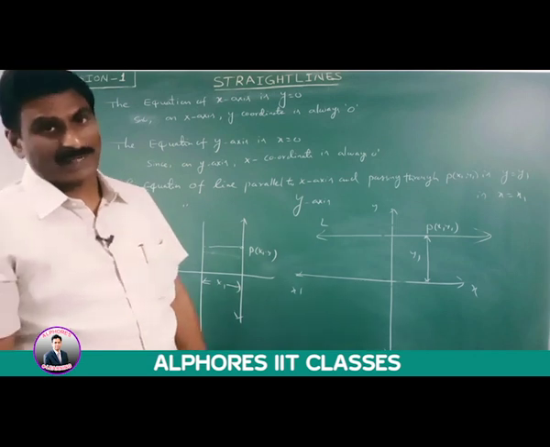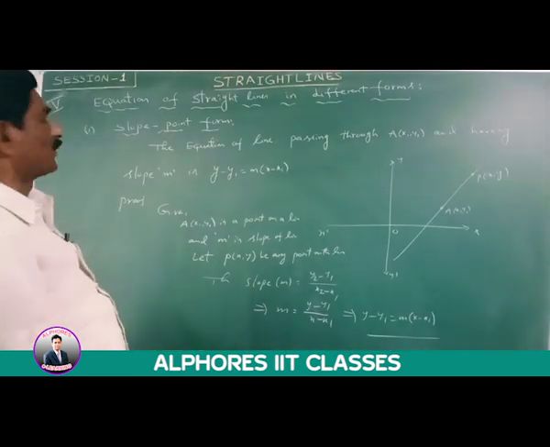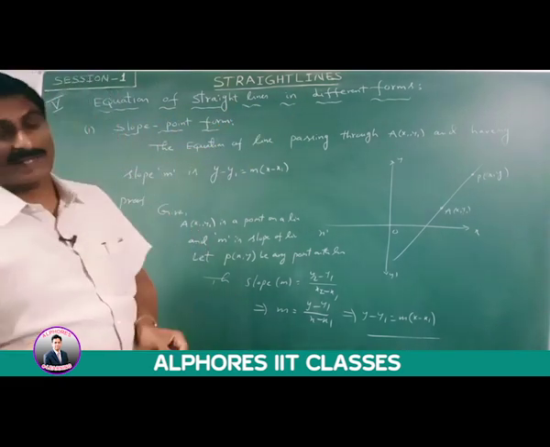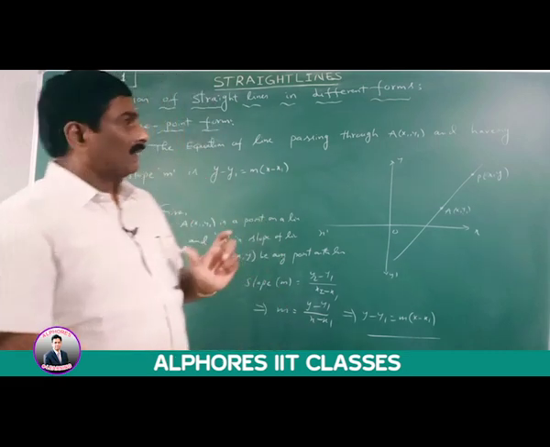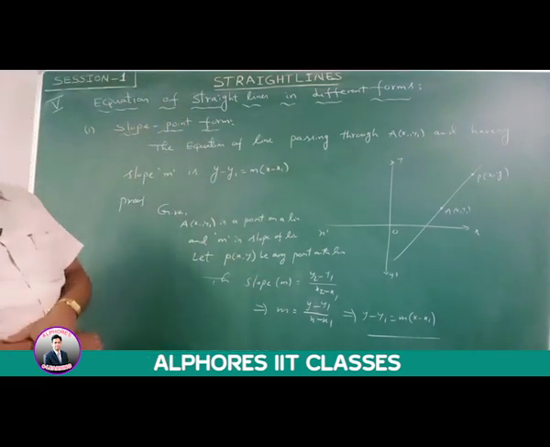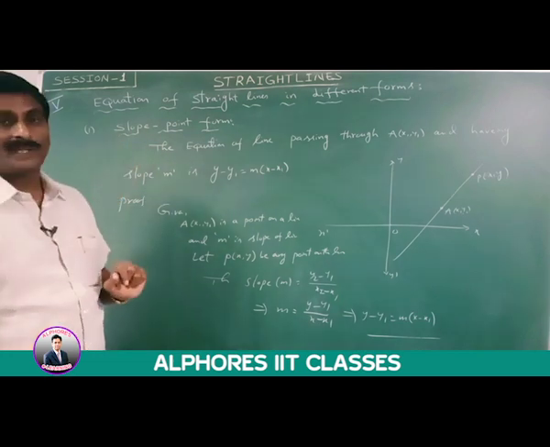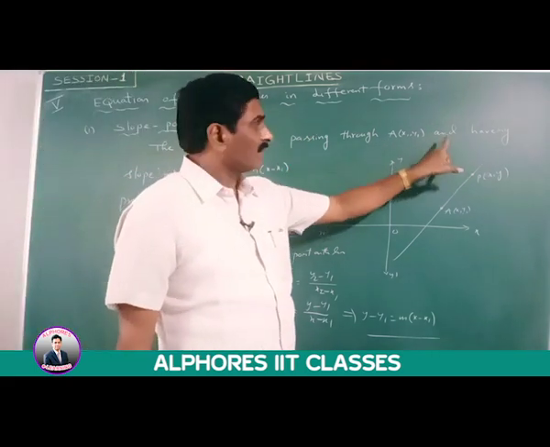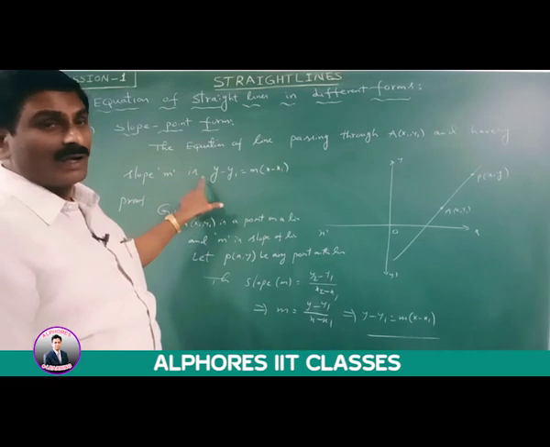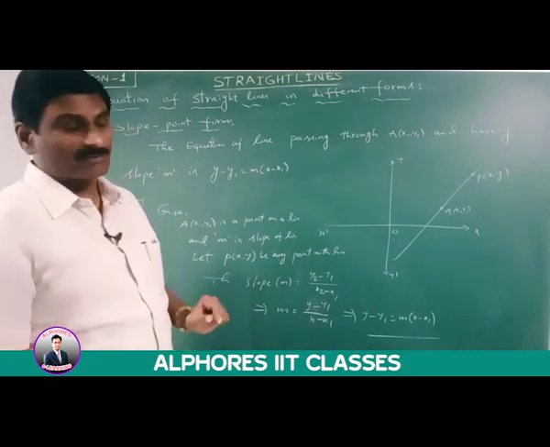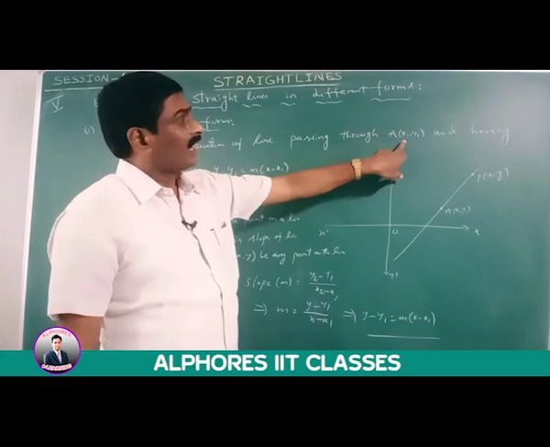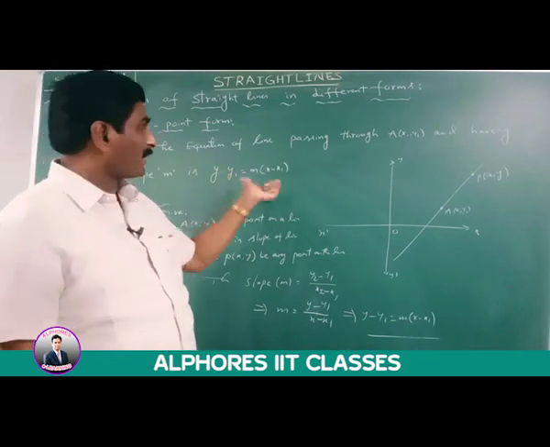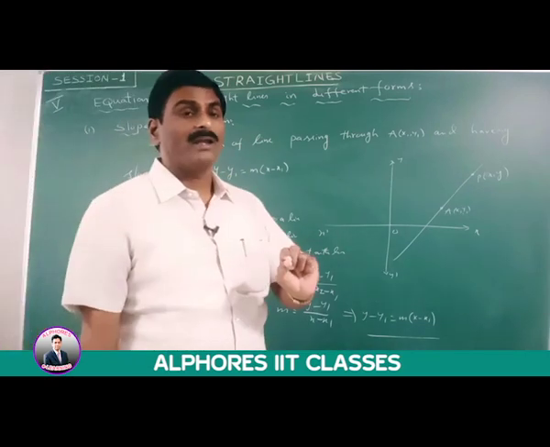x1. Next, fifth one. Equation of straight lines in different forms. Again, first one, slope point form. In this case, the equation of the line passing through the point A(x1, y1) and having the slope m is y minus y1 is equal to m into x minus x1. If the point A(x1, y1) and slope m is given, then what is the equation of the line? y minus y1 is equal to m into x minus x1. Very, very important. It is said to be slope point form.